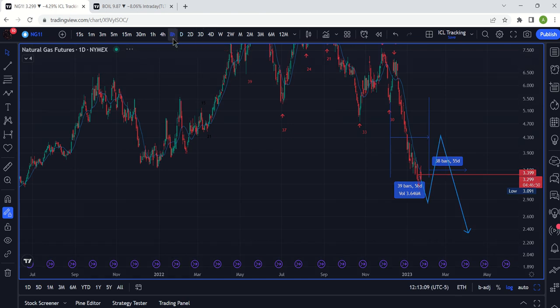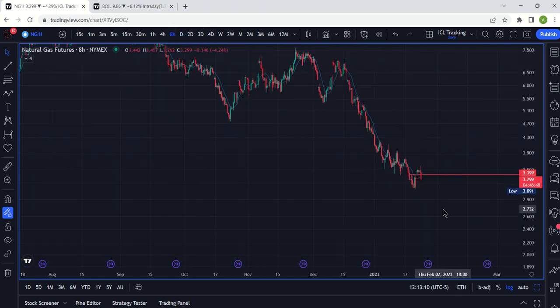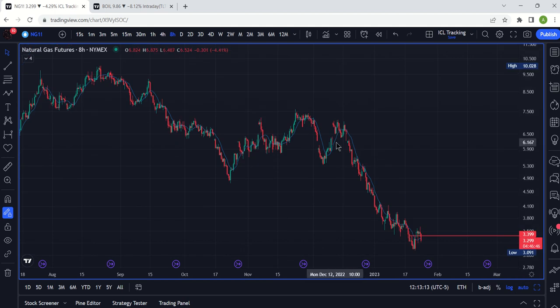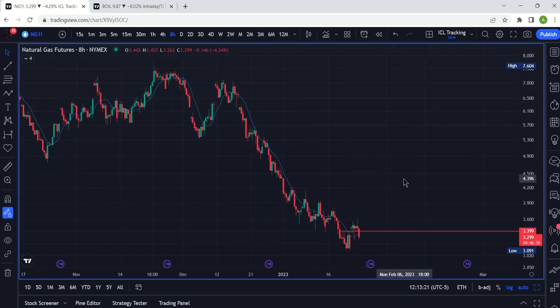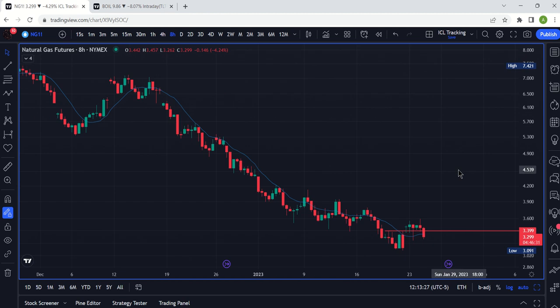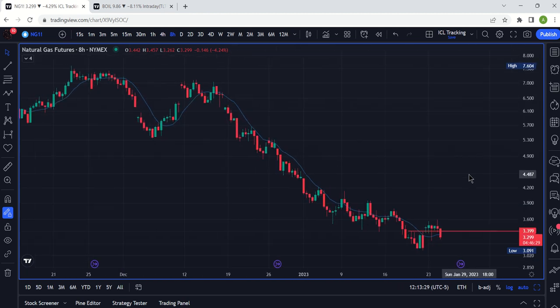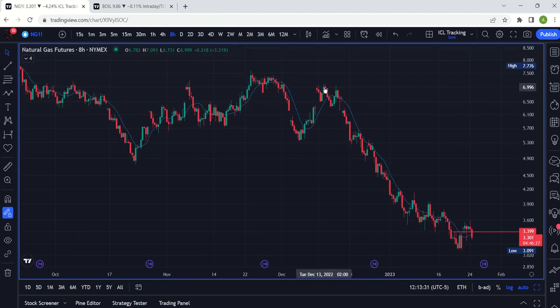So if I go to the 8 hour, and I'm keeping the 10-period moving average on, that's important. That just means it's the last 10 candles, essentially. In this case, these are 8-hour candles, so you can think of this as the 80-hour moving average, if that makes sense. And so you can see this is that big decline.